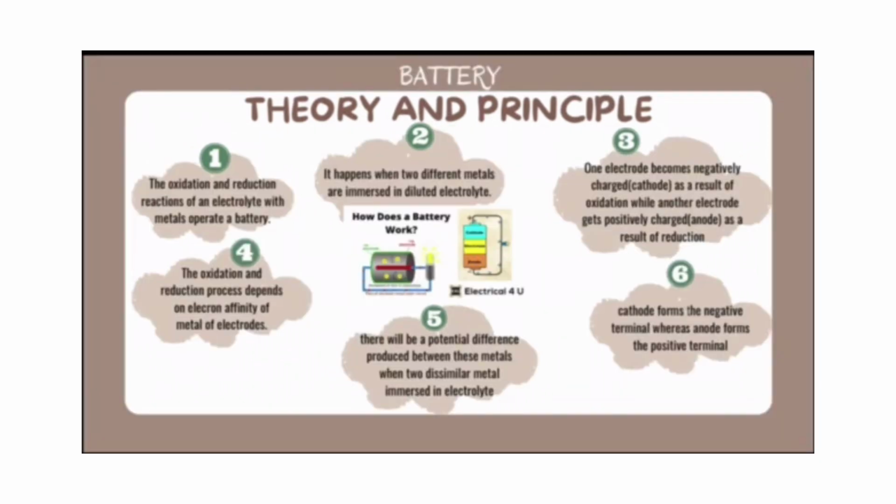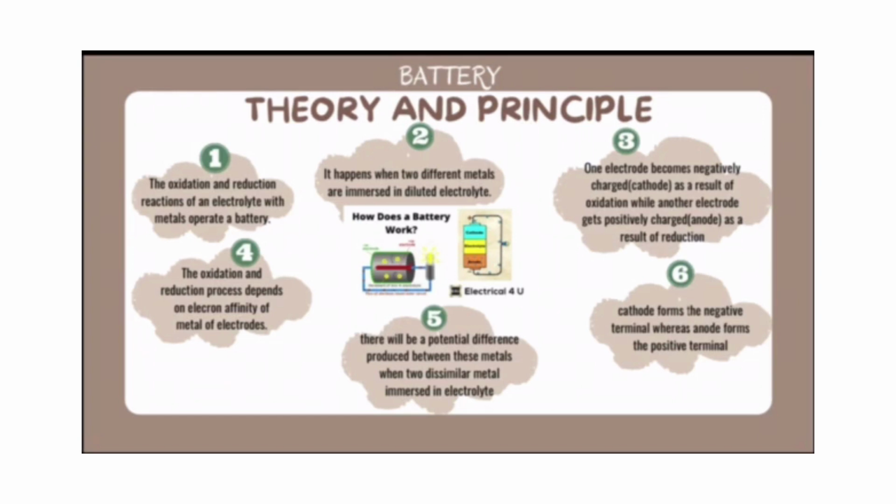And for a battery, the oxidation and reduction reactions of an electrolyte with metals operate the battery. It happens when two different metals are immersed in a diluted electrolyte. One electrode becomes negatively charged, called the cathode, as a result of oxidation, while another electrode gets positively charged, called the anode, as a result of reduction.